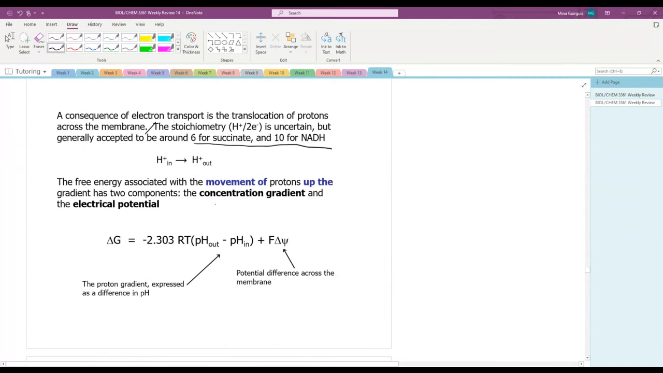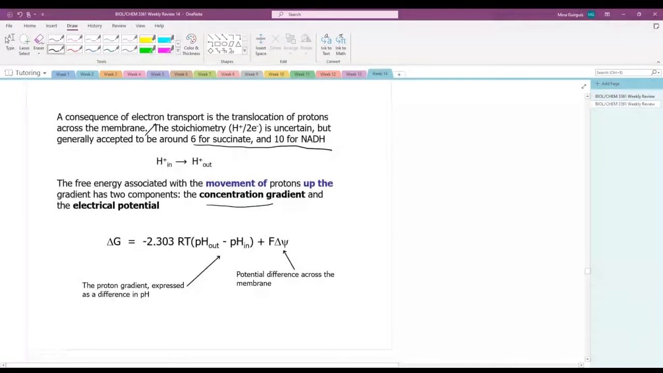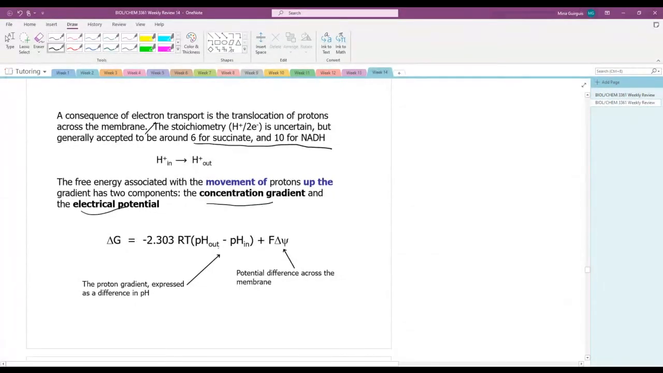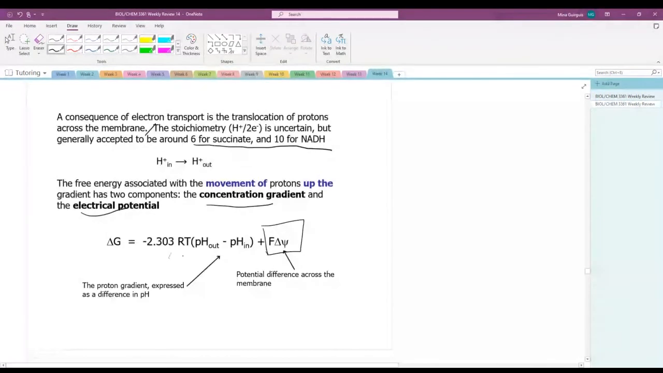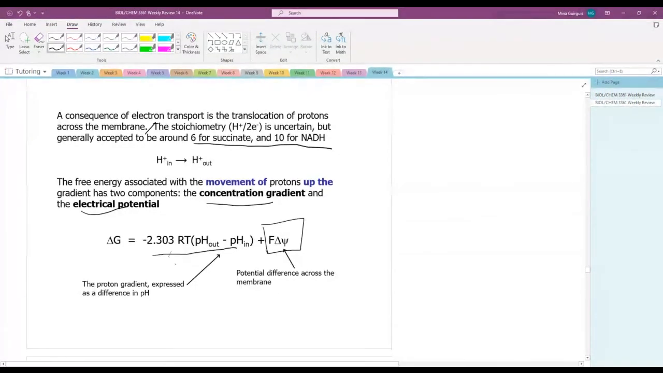Now the free energy associated with this movement has two components. There's the concentration gradient, and then there's the electrical potential. Let's talk about each of these in order. The potential difference is an electrical potential. Electricity follows the same basic concept as everything else. We don't like to be on a hill, so we're going to roll down that hill. Same thing here. There's a potential difference. We want to roll down the hill till everything is the same. And the proton gradient with respect to concentration follows the same thing.